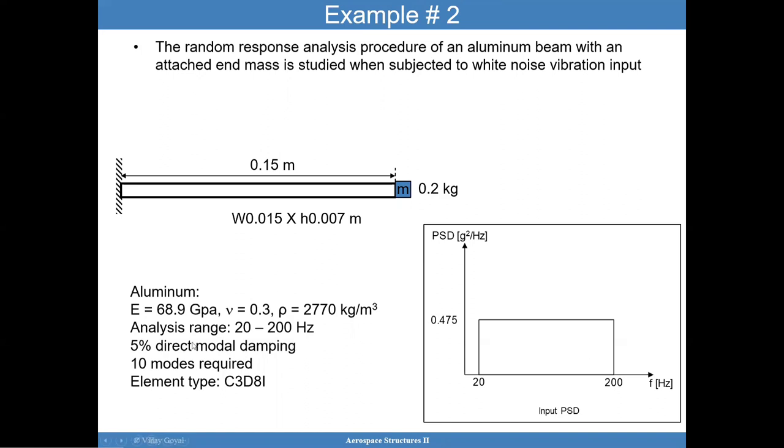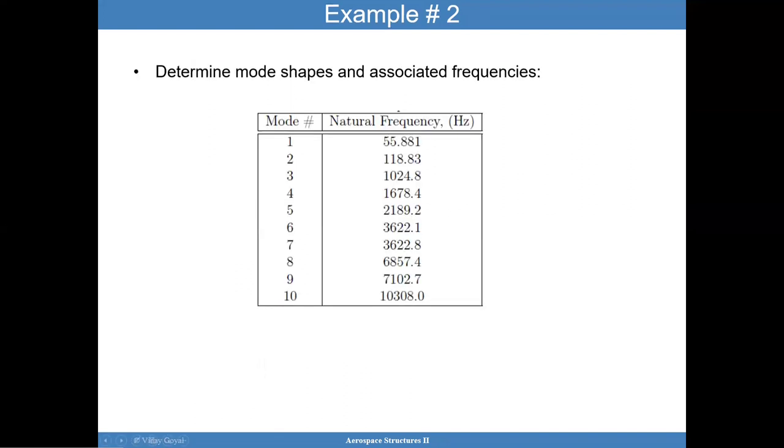In this analysis, solid elements were used, 10 modes were used. First, a frequency extraction procedure was used, and then those modes were used in the second analysis, which is a random response analysis. A 5% direct modal damping was used in the analysis. So we can determine the mode shapes and associated frequencies. You can see here the mode shapes and the frequencies. This happens to be the first bending mode, and then you can have more complex modes as you go.